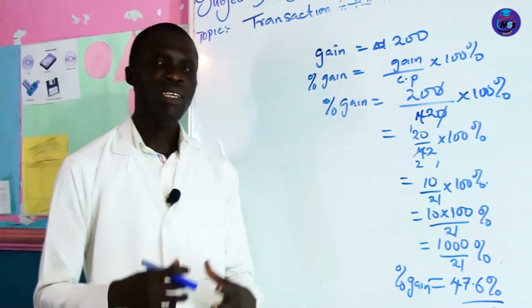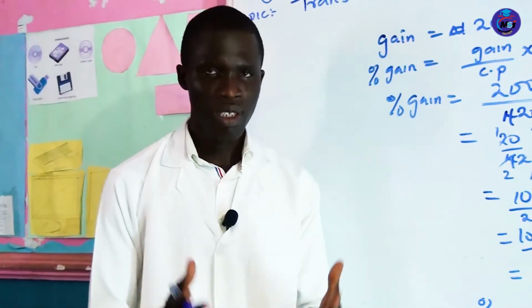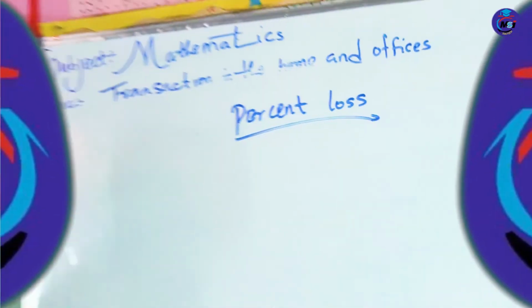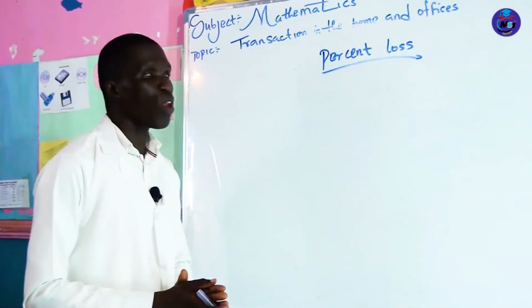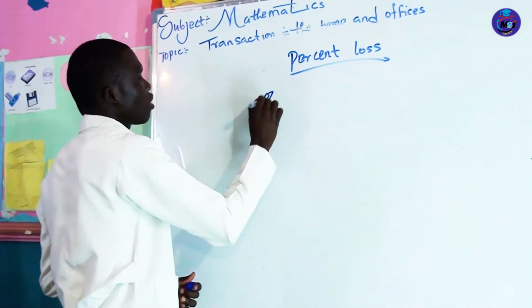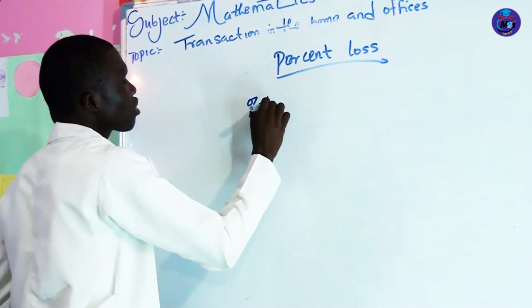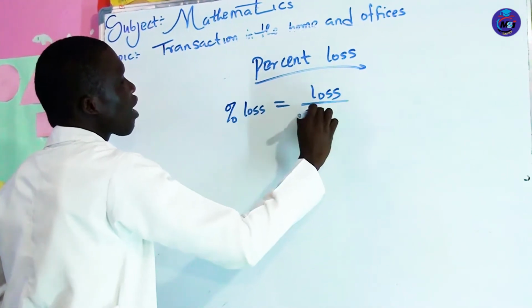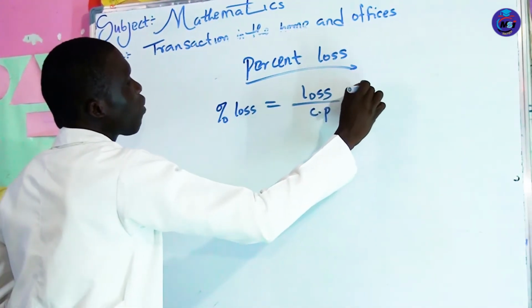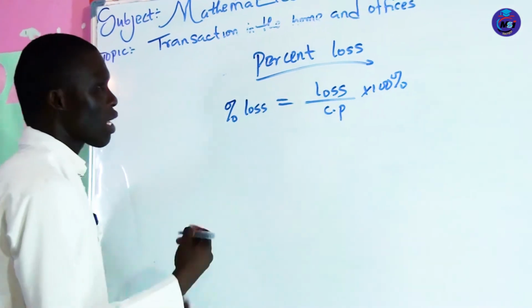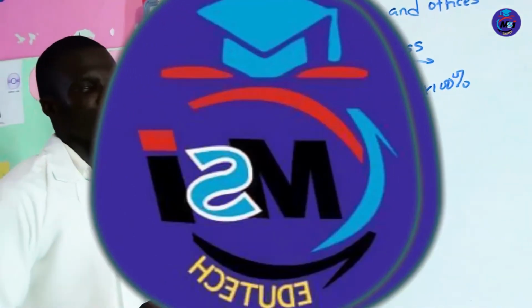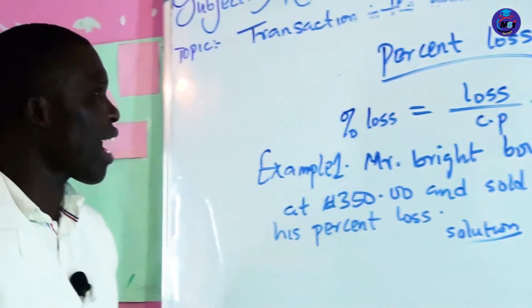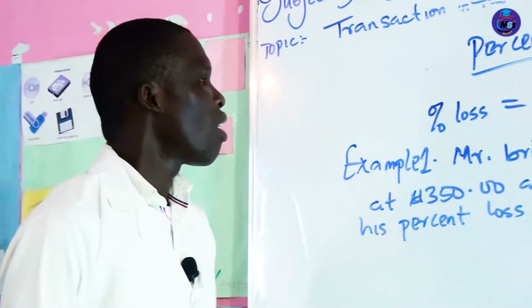Now let's go to percentage loss. How can we find percentage loss? That's the next thing to do now. Okay, now we want to look at percent loss. Percent loss equals loss all over cost price multiplied by 100%. Okay, now let's see an example.